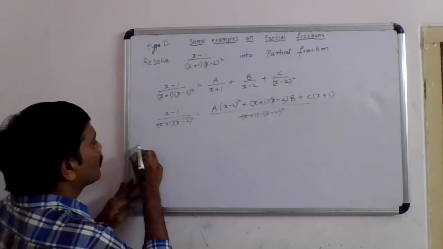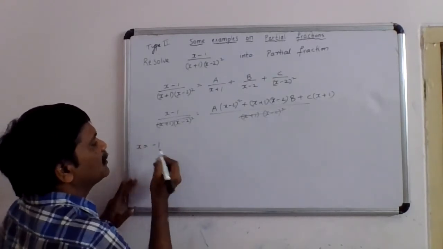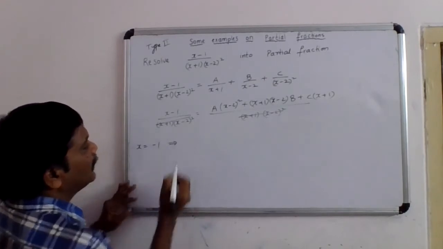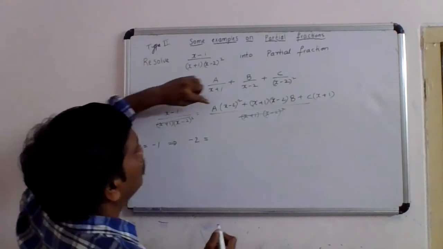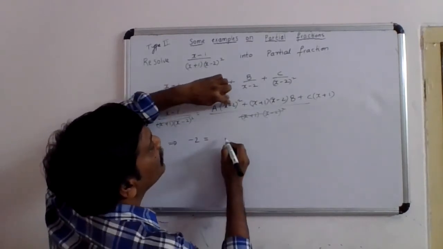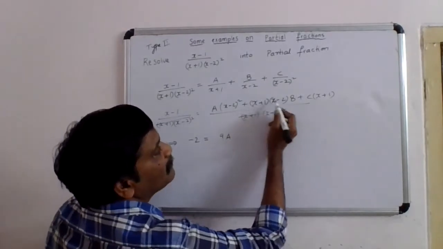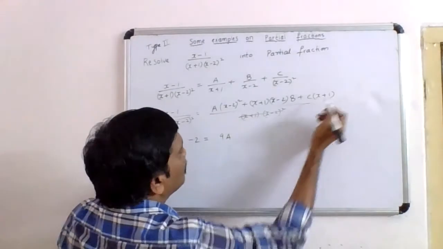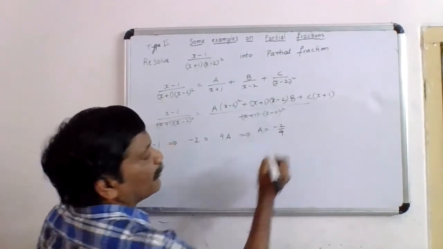See, I put x is equal to minus 1 because x plus 1 is a factor. Substitute x is equal to minus 1. Then see what happens. Minus 1 minus 2 is minus 3, whole square is 9a. If I put x is equal to minus 1, this becomes 0. Similarly, this becomes 0. So a is equal to, we got minus 2 by 9.